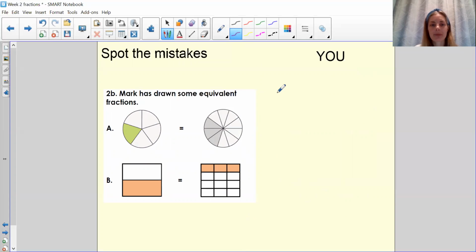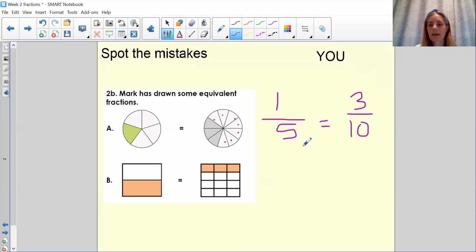Right, let's look at A. I've got 1 part out of 5. So I've got this, and I've got 3 parts that have been shaded out of 10. And I'm going to write 10.